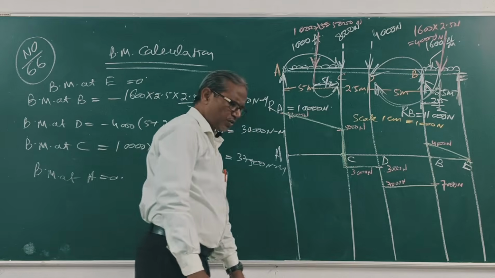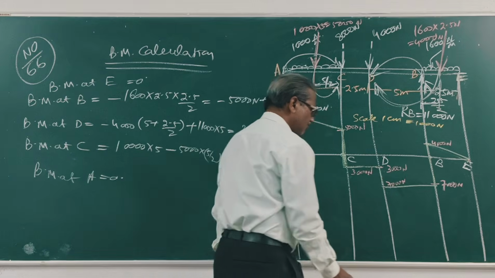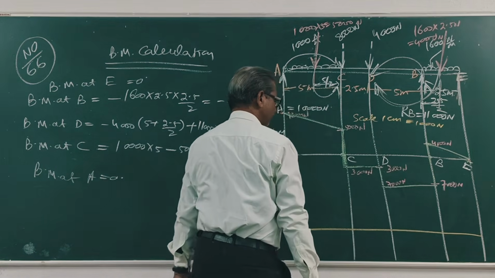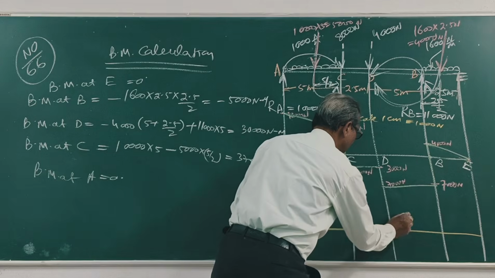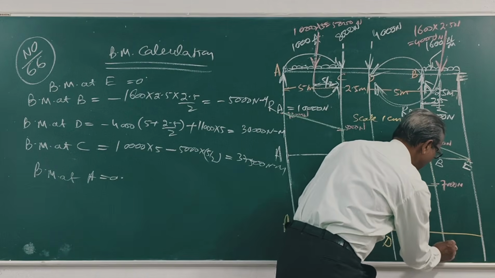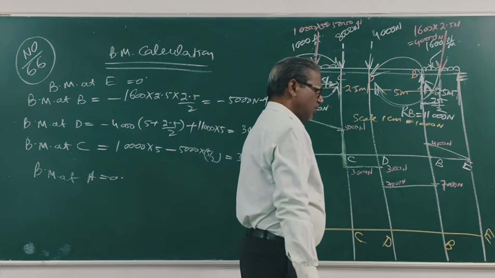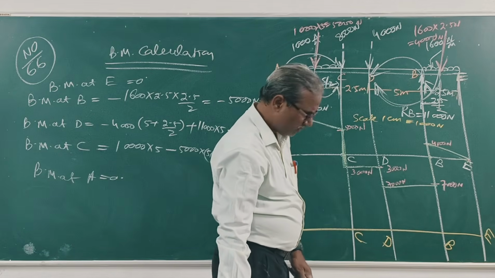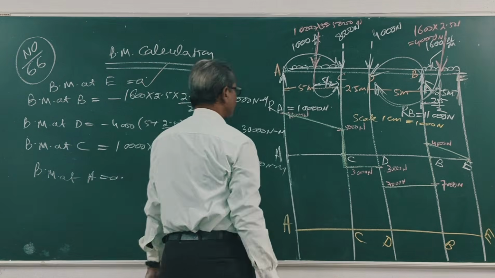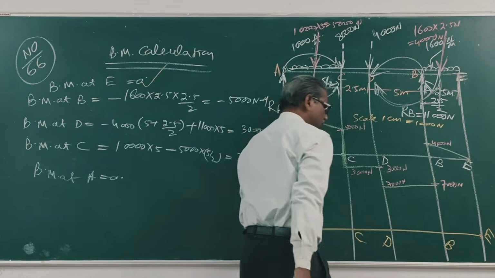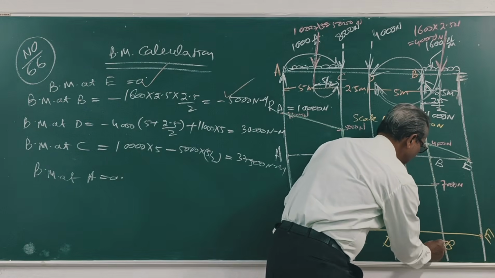Now draw the figure. Clear? A, C, D, B, E. Now at A, E is 0. At B, minus 5000 Newton meter.